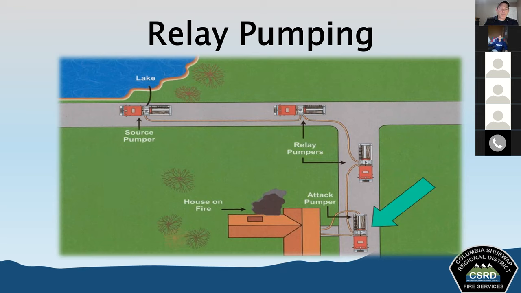So the one thing with relay pumping that also needs to be taken into consideration is that the apparatus that has the greatest pumping capacity should be located at the water source. They're the ones who are going to need to be pushing it the furthest distance. The large diameter supply hose or mobile hose lines are going to increase the distance and volume that the relay can supply because of the reduced friction loss.